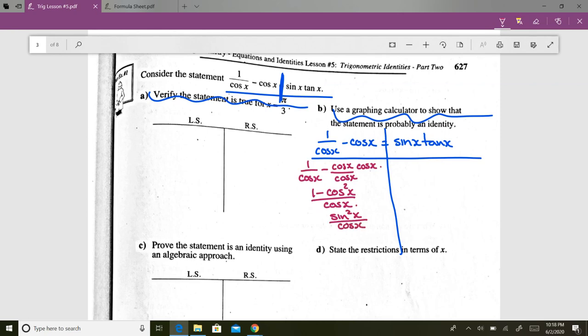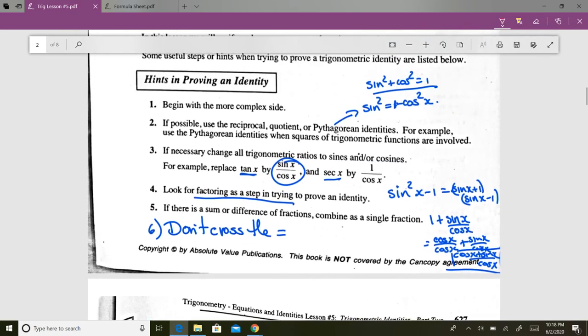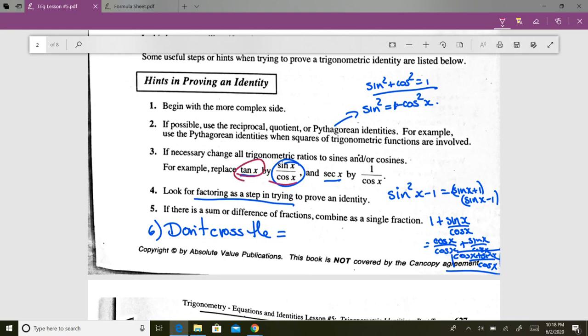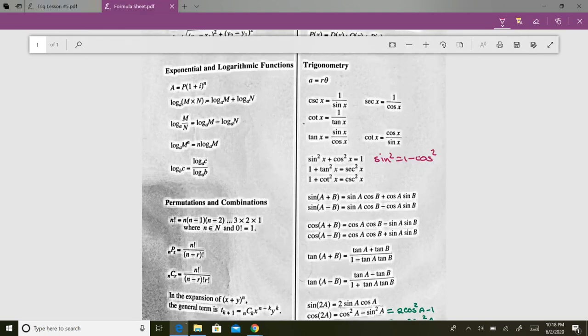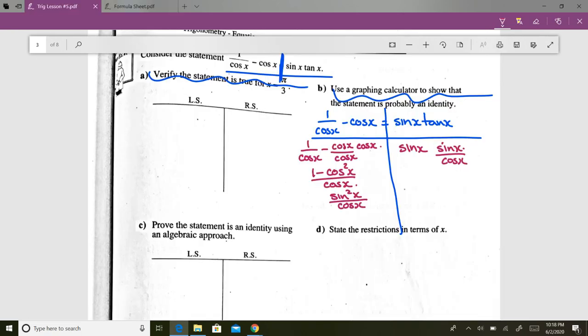Now, at this point, it looks like we're getting close. We have a sine and a tan, so we can start messing around with the other side. We can't move across the equal sign, but you can change both sides. One of the other rules they had up here was if you have a tangent, rewrite it as sine and cosine. Well, why don't we do that? So I have sine x. Instead of writing tan, I'm going to write sine x over cos x. And remember, that is from your formula sheet right there. Okay, tan is sine over cos.